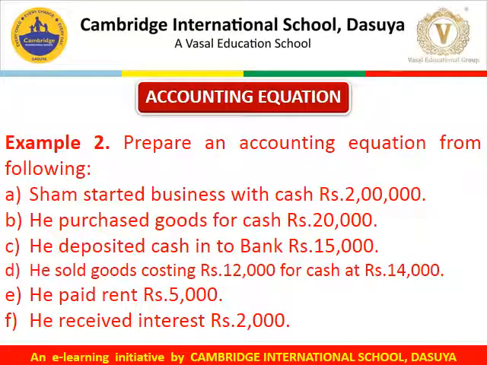We will start example 2. Same here, we have to prepare an accounting equation. Sham started business with cash rupees 2 lakh. It will lead to an increase in cash of rupees 2 lakh and an increase in capital of rupees 2 lakh. He purchased goods for cash, leads to a decrease in cash of rupees 20,000 and an increase in stock of rupees 20,000.